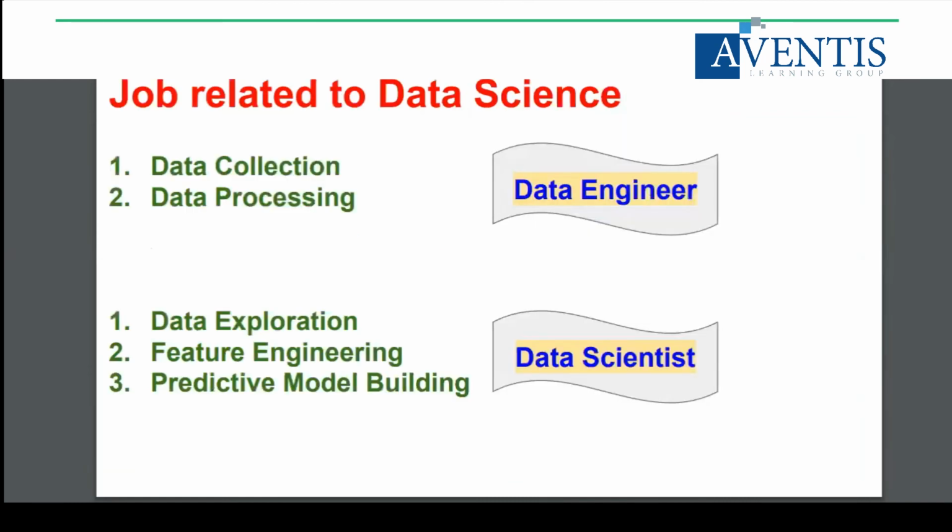And for jobs related to data science, there are so many different names, but the two main ones are data engineer and data scientist. The data engineer's role is basically, based on the question, to collect the data and process the data. And the data scientist basically explores the data, does feature engineering, or selects the features, and builds the predictive model.